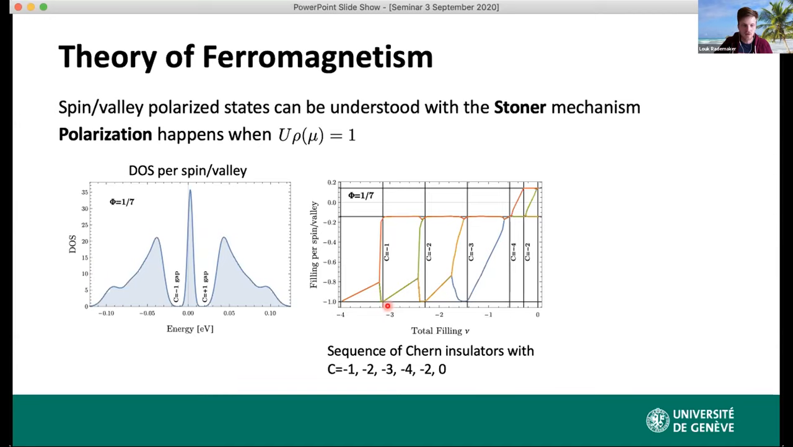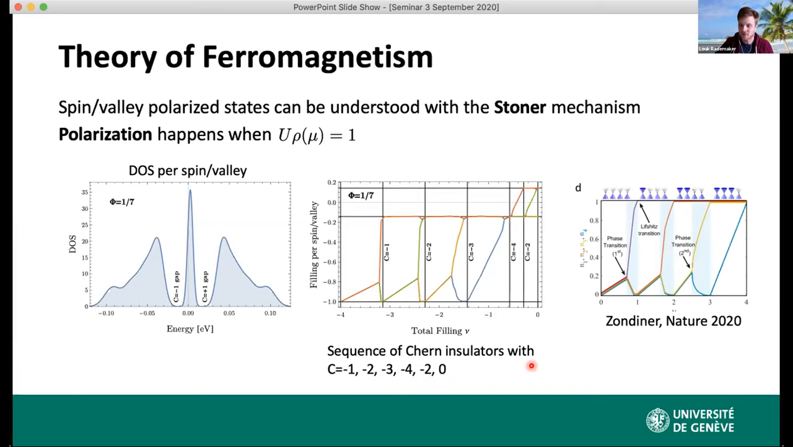And this process repeats, so you get actually, if you would look at changing the density at a fixed magnetic field, you get a sequence of different correlated Chern insulators with, in this case, the sequence will be minus one, minus two, minus three, minus four, and then again, minus two and zero. Note that this is a similar phenomenon that's been observed already in the absence of a magnetic field, where they call it a cascade of transitions, where you reset the charge density for each spin valley to the Dirac cone. But we expect this also to happen in a finite magnetic field.